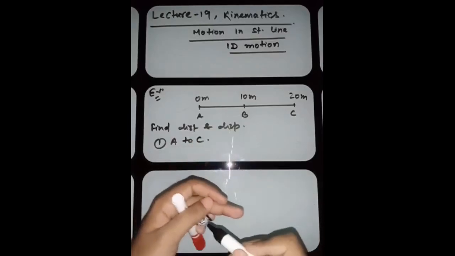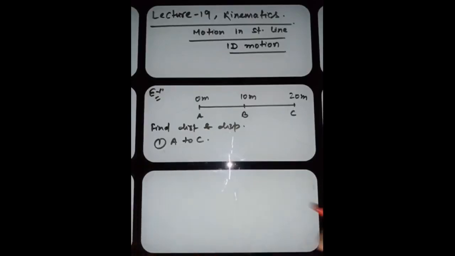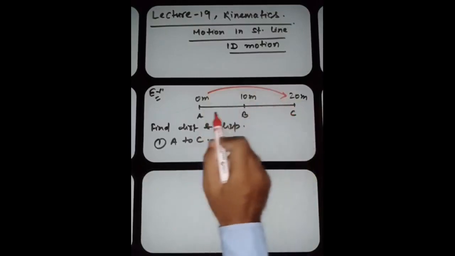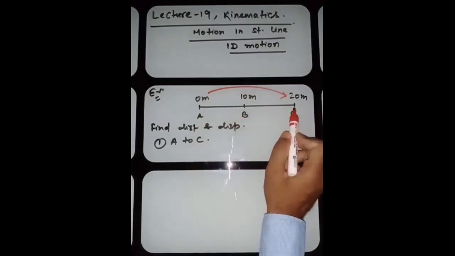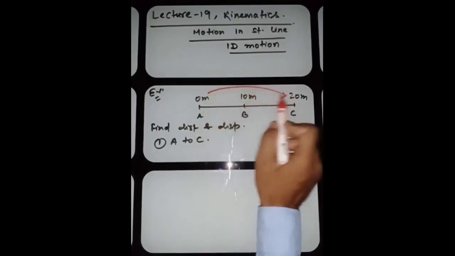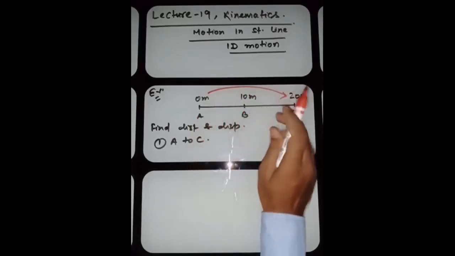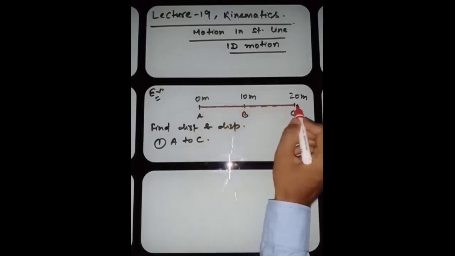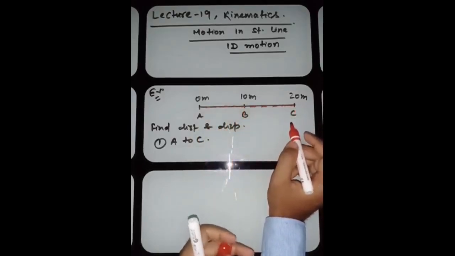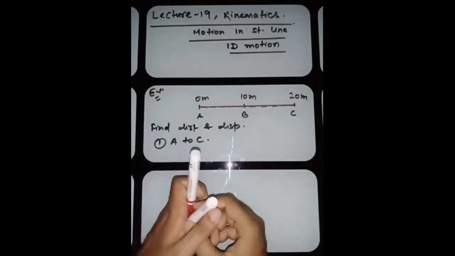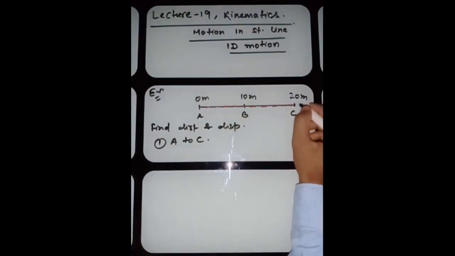The particle moves from A to C, like this way, on this straight line. Remember, don't think that this red one is representing the path. Actually, I'm giving you the two points. The particle moving from A to C, and you have to find distance and displacement. Remember, while representing the displacement, you must represent the direction as well. Here this is our x-axis.